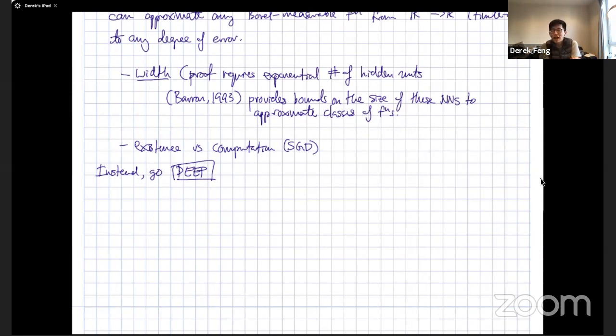Deep can utilize the coefficients more efficiently. Would you care to explain what you mean by that?